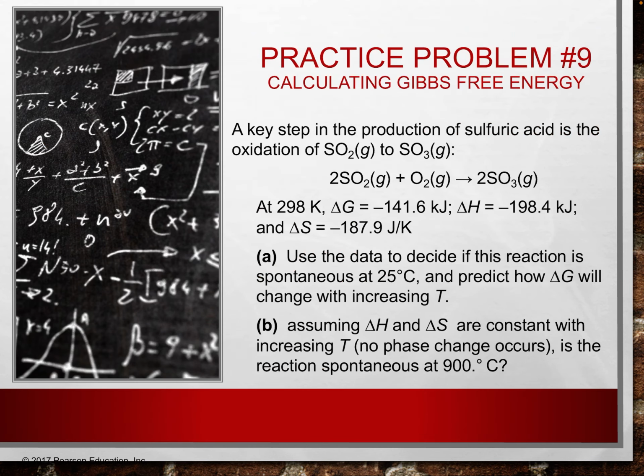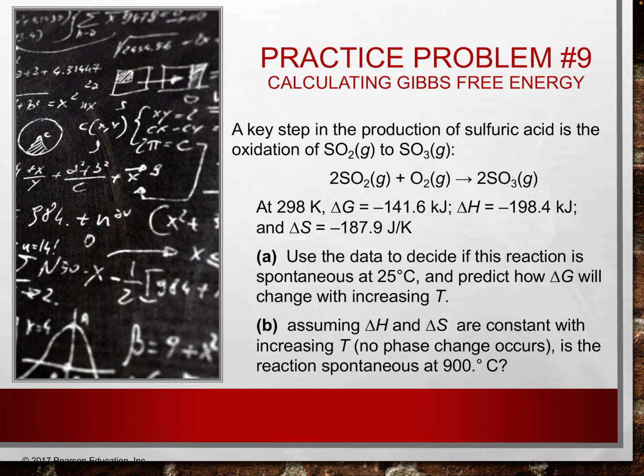All right, let's try another type of problem. So this one says a key step in the production of sulfuric acid is the oxidation of sulfur dioxide to sulfur trioxide. And so we have a delta G value, a delta H, and a delta S. And the first thing we're going to do is use the data to decide if the reaction is spontaneous at 25 degrees Celsius and predict how our change in Gibbs free energy will change with an increase in temperature.